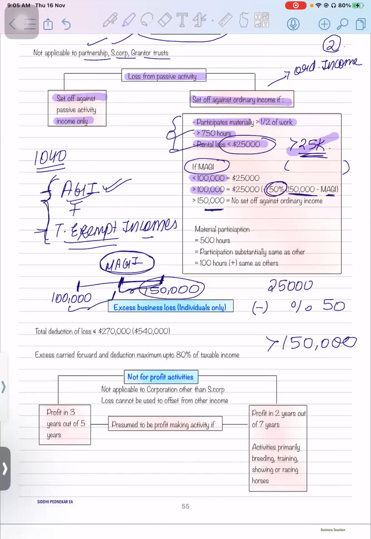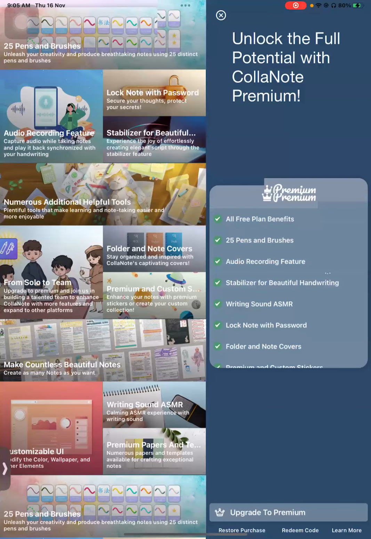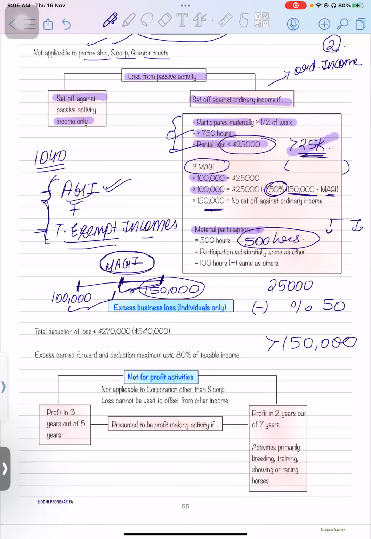Now, material participation means up to 500 hours. Also, if you're working, you will be called actively participating. And participation substantially the same as others means, let's say the business is run by the taxpayer and the spouse. So both should equally participate in the business, right? And taxpayer and spouse should each spend at least 100 hours, the same as each other. Let's say the taxpayer is spending 700 hours, but the spouse is spending just 100 hours. Okay, so it will not be enough.